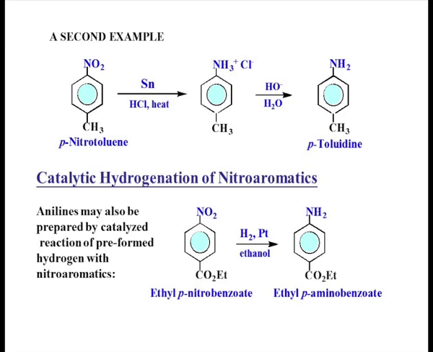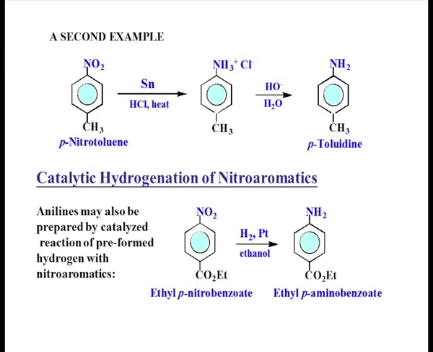If we reduce with hydrogen and platinum catalyst, in ethanol as the solvent, what will be the product? We will have to think very carefully. There are two groups, one is nitro, another is CO2Et. Which one will be reduced selectively? That means, whose reduction potential is more.